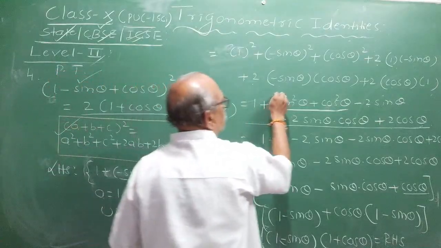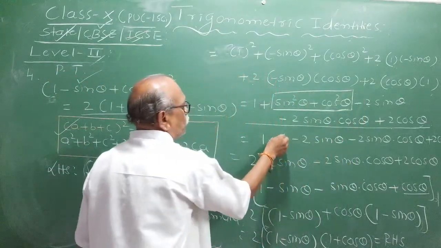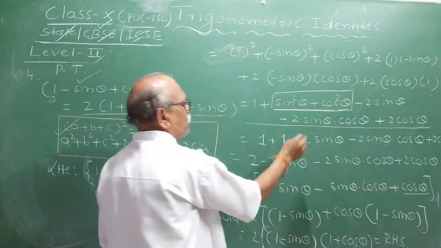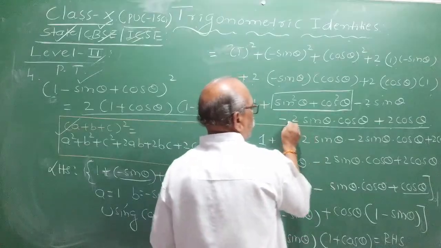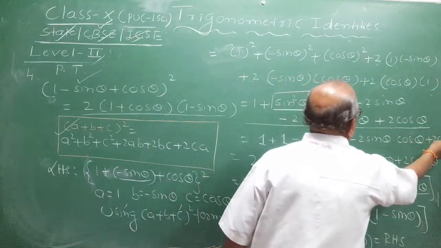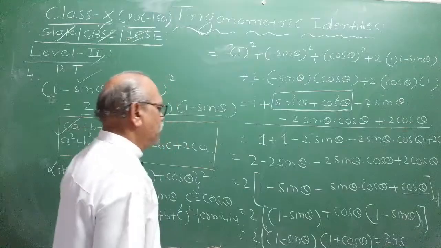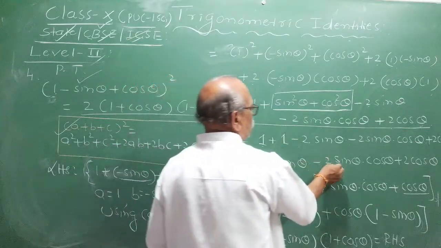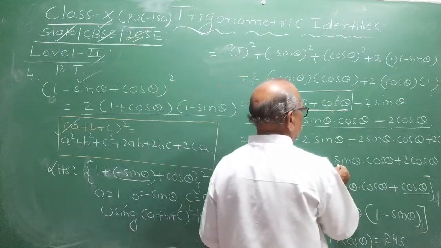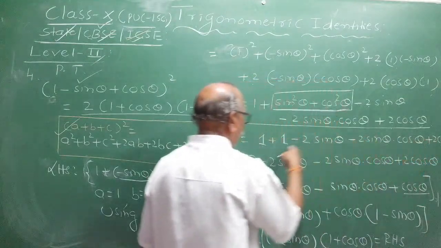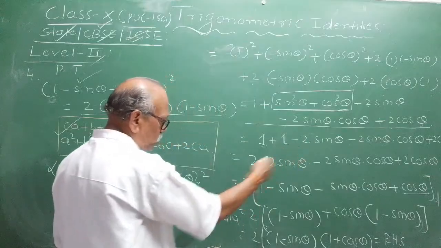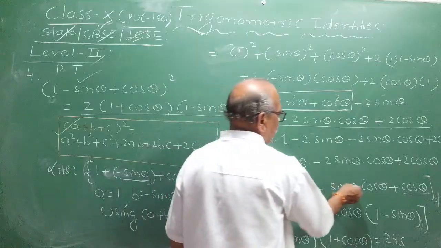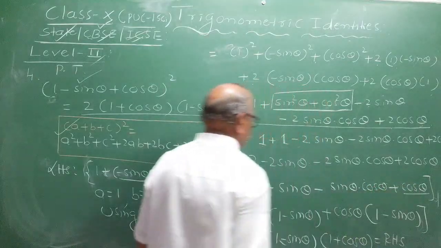Observe here, sine square theta plus cos square theta is 1. I have written here as 1. Then you are left with minus 2 sine theta, minus 2 sine theta into cos theta plus 2 cos theta. Now 1 plus 1 becomes 2, so 2 minus 2 sine theta minus 2 sine theta into cos theta plus 2 cos theta. Observe, everywhere 2 is common. I will take all 2 outside. You are left with 1 minus sine theta minus sine theta into cos theta plus cos theta.